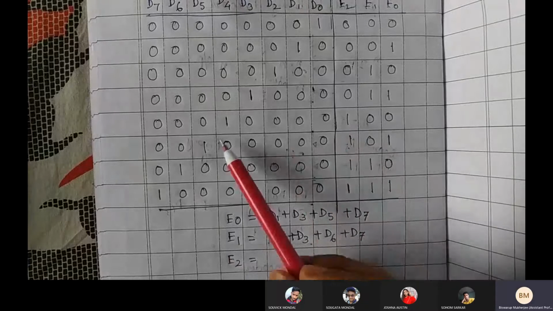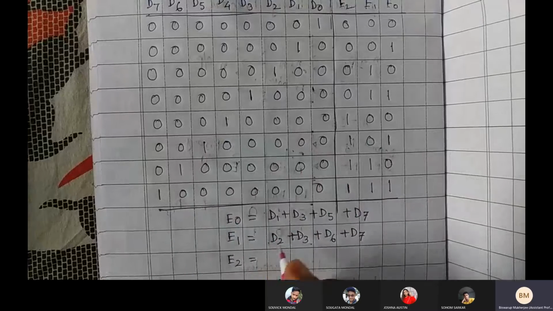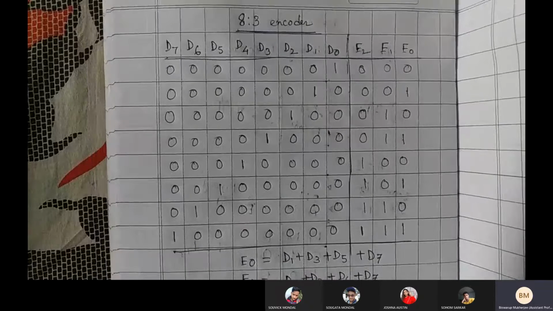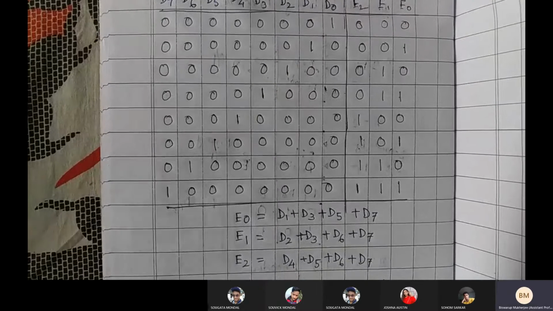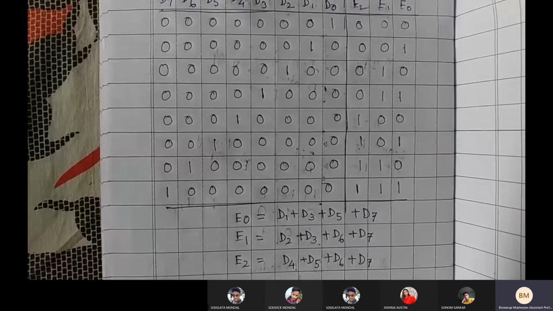Similarly, E2 is equal to, for last 4 cases, that is, this one is for D4, D5, D6, and D7, right? So this would be D4 plus D5 plus D6 plus D7, right? So thus we have an 8:3 encoder. Okay. It's very simple. Am I clear on this one? Yes, sir. Fine.